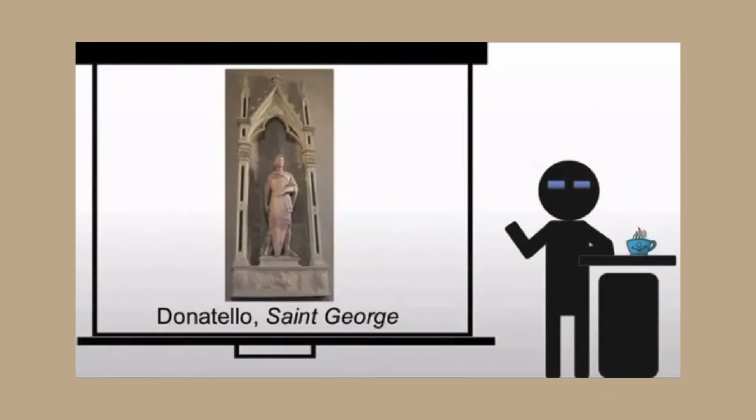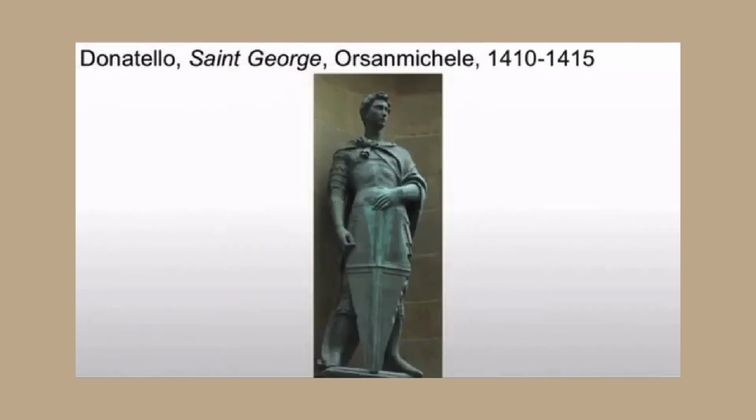Donatello also creates this sculpture of St. George, also at Or San Michele. And here, the saintly knight stands proud with his shield. There were at one time a sword and helmet made of bronze, and you might sit there and look at it and go, well, why would there be a different material?